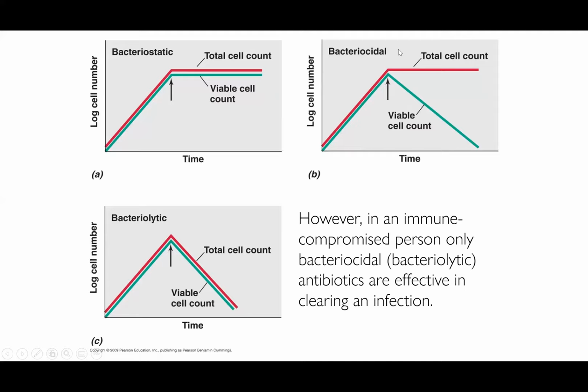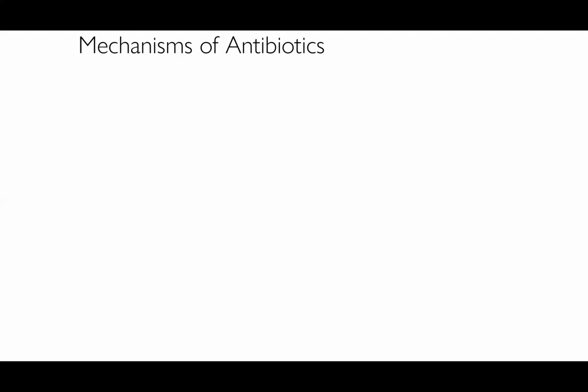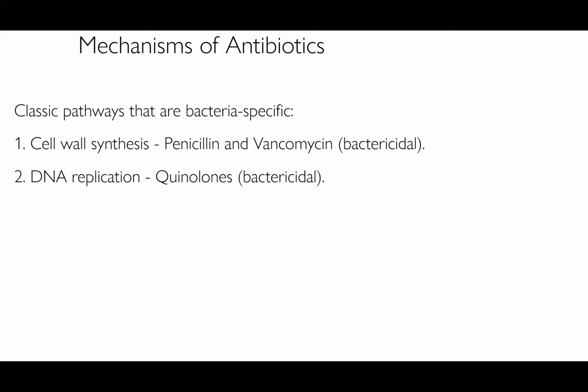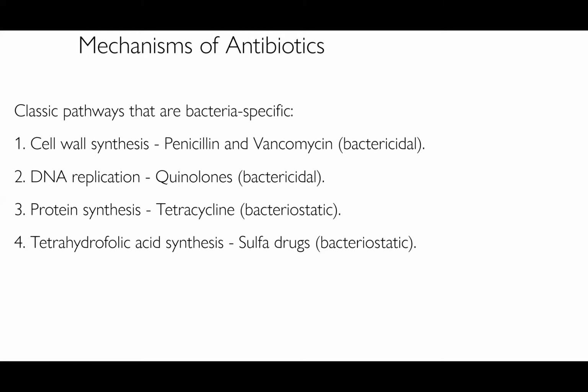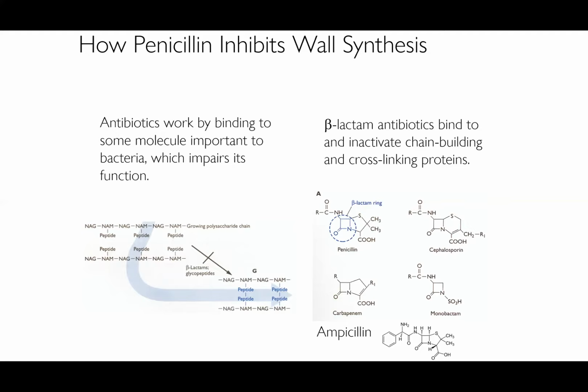bactericidal, or bacteriolytic. But canonically speaking, there are four mechanisms by which bacteria are attacked by antibiotics, and these include inhibition of cell wall synthesis, inhibition of DNA replication, protein synthesis inhibition, as well as tetrahydrofolic acid synthesis inhibition. So these are the four ways that typically these antibiotics work. And so we're going to talk about how they inhibit cell wall synthesis first by talking about penicillin.